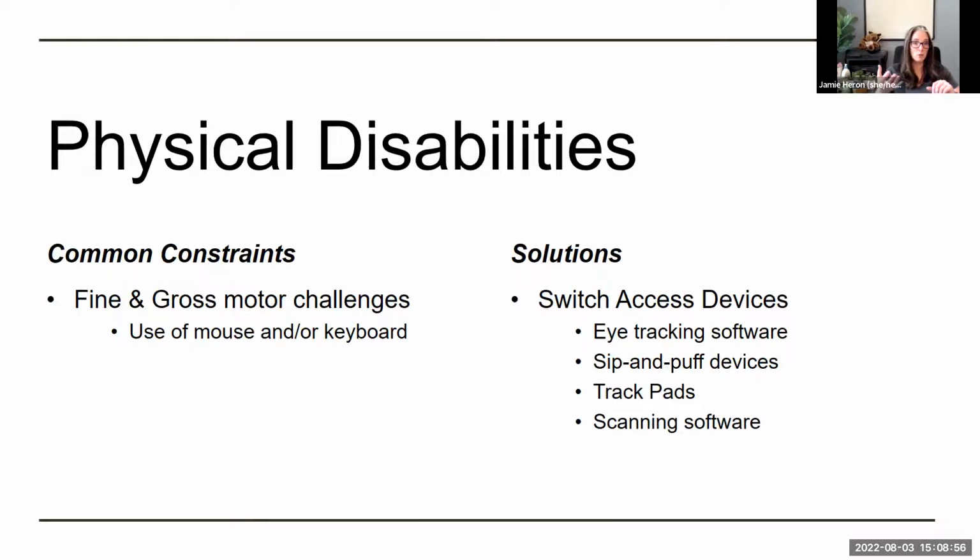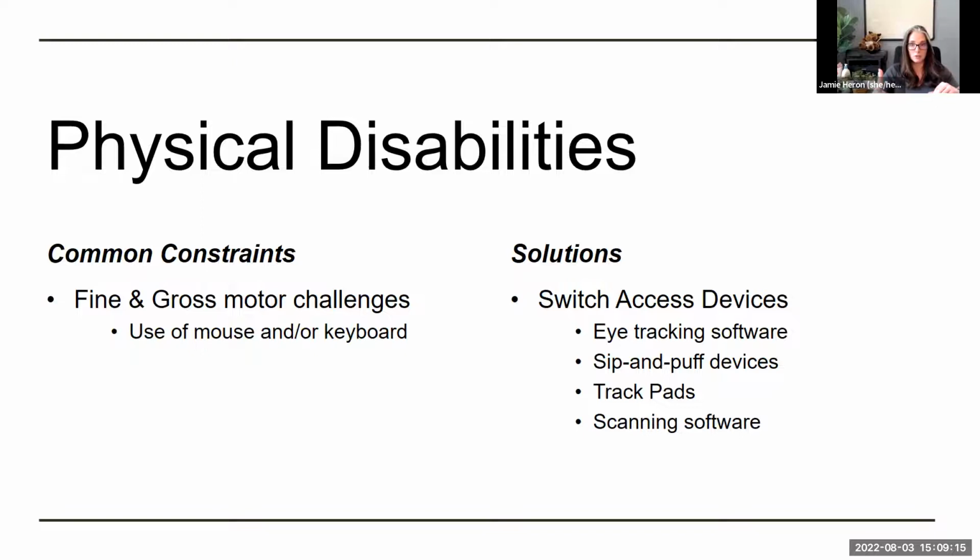Otherwise, we might see gross motor challenges that are associated more with those demyelinating disorders I just listed off, with MS and ALS, et cetera. But then they lose the ability to use the keyboard and or the mouse, which again presents a barrier to them accessing the materials.